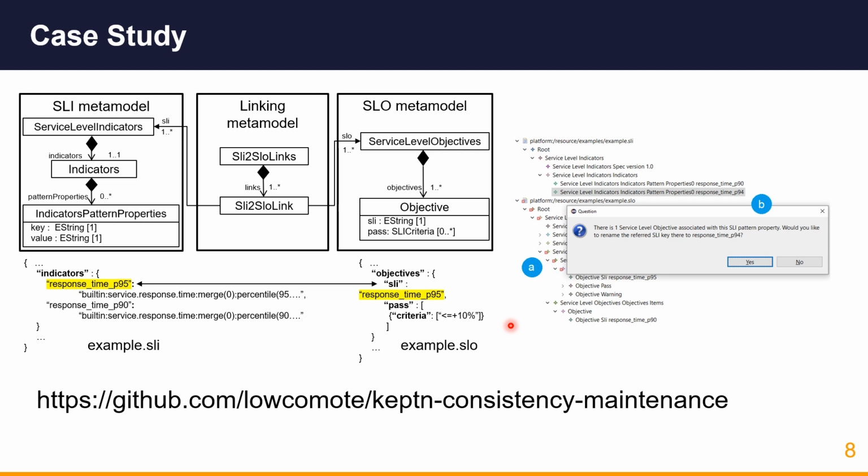In the case study, as you could see in the beginning, we have the SLI meta model that is representing all the concepts that can appear in the service level indicator file. We have the SLO meta model, which represents all concepts and relationships that may appear in the service level objective configuration file. We have a linking meta model to be able to navigate from an SLI to an SLO model. And in this example, as you can see, we are checking that this response time P95 is the same as in the objective, this response time P95.